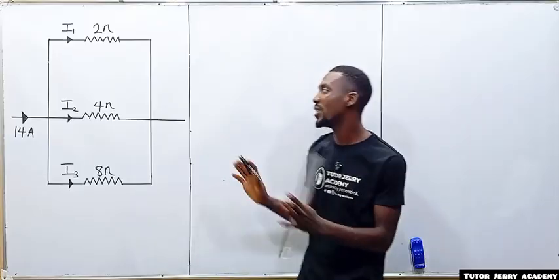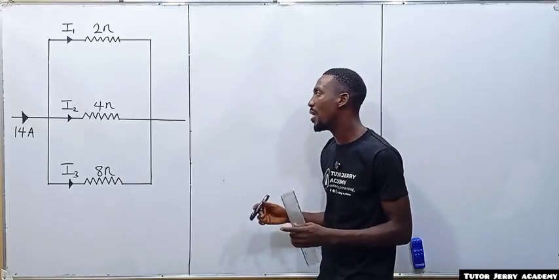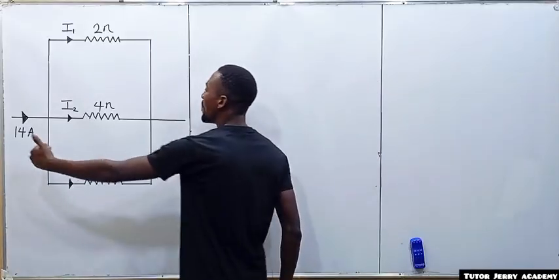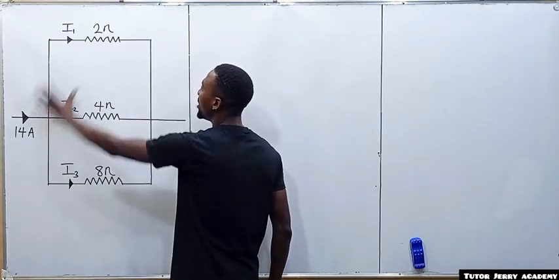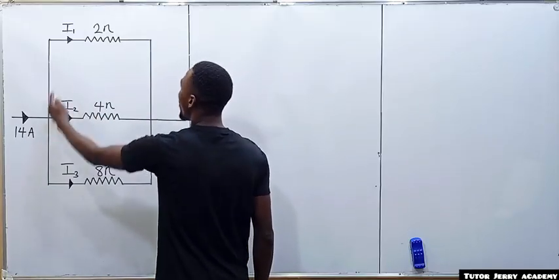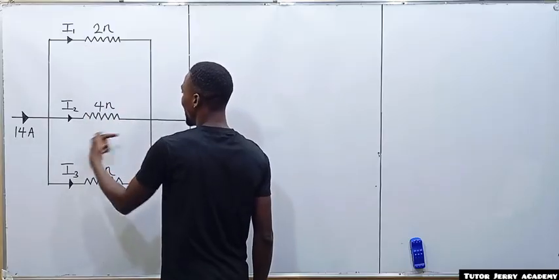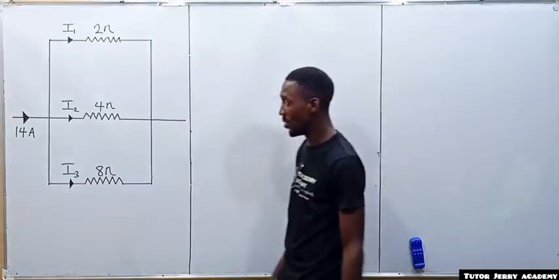So the first one, which is the easiest one, we are having 3 resistors, right? And we already know that 14 ampere is the total current that is entering into this circuit. So when you get to this node, it gets split. I1 goes to that side, I2 enters into this resistor, and I3 enters into this resistor.